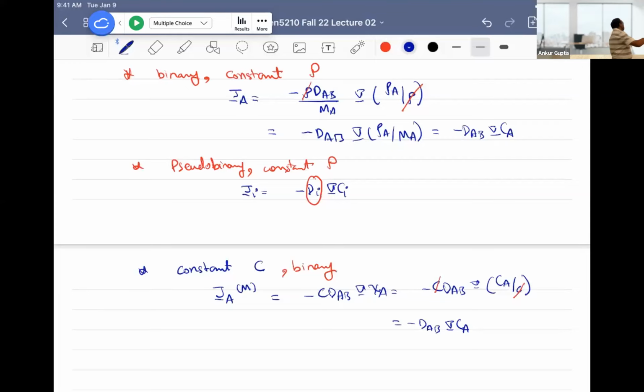Whenever you have a problem, think about which case you have, and use either the mass average system or the molar average system. But at the end, you can see the definition of J reduces to D_AB grad C. But the molar average versus mass average distinction is important. Okay. Any questions at this point? I think that's what you would like to get clarification on.